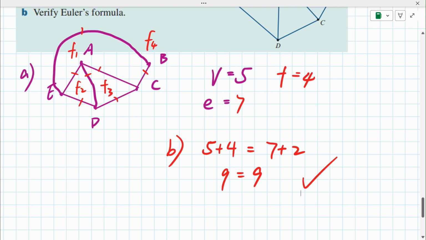That's the kind of question you're probably going to see in the SAC or final exams. Hopefully you are able to do this kind of question.